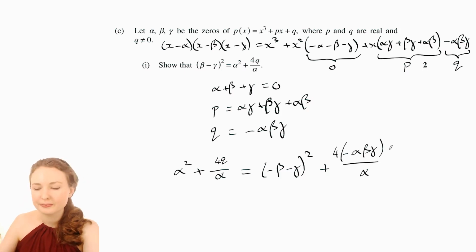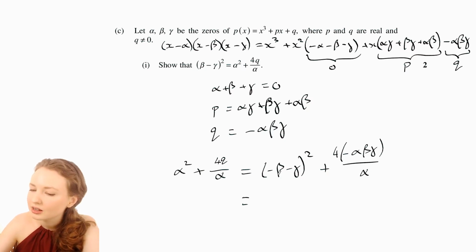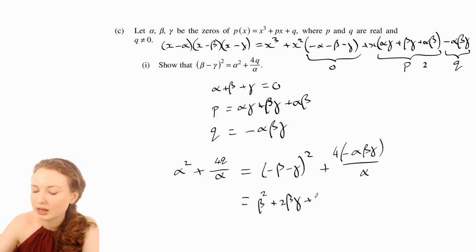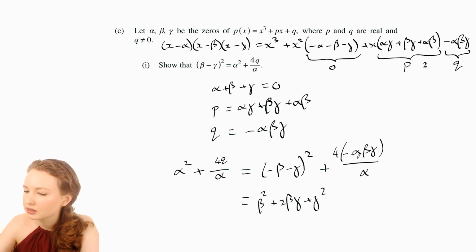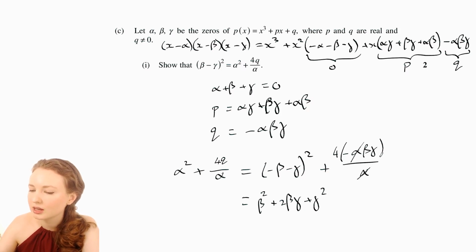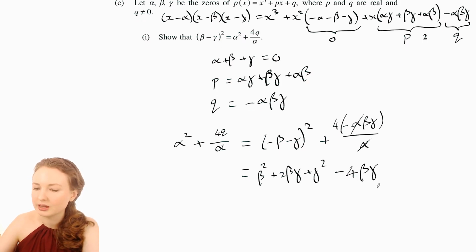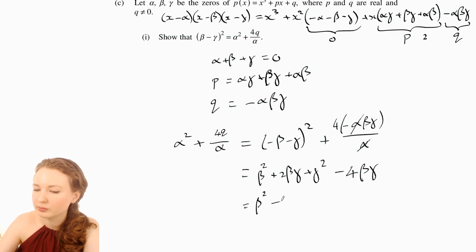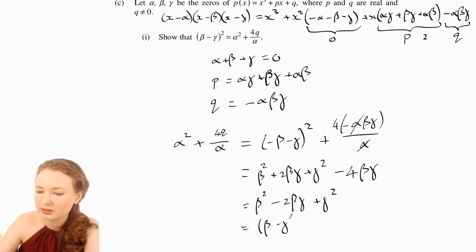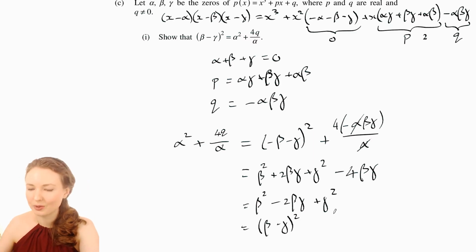So we've got that. And then we just have to simplify this and hope that it turns into that. So that's beta squared plus 2 beta gamma plus gamma squared. And then this cancels with that. So we've got negative 4 beta gamma. And then that makes beta squared minus 2 beta gamma plus gamma squared. And then that's beta minus gamma squared. So that's it for part 1.